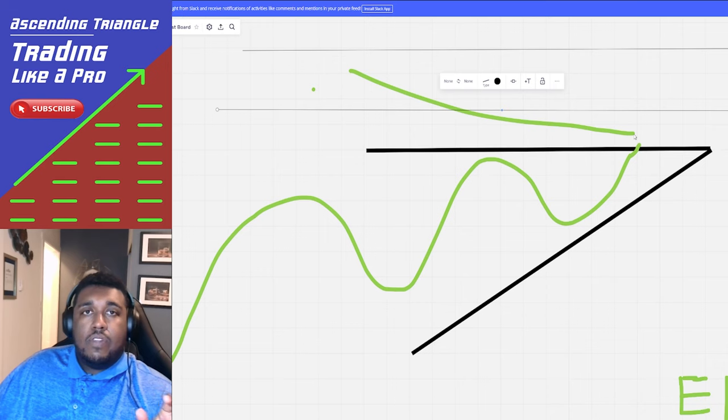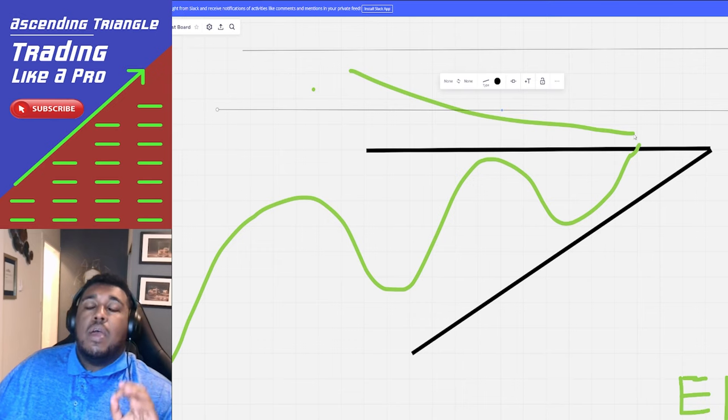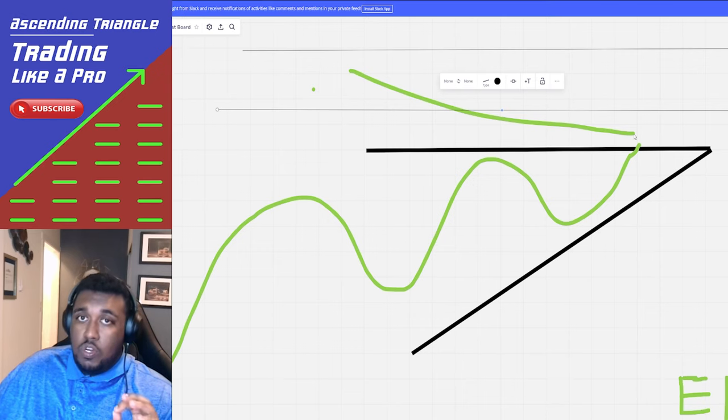It can be a flat level of resistance. It can be a Fibonacci level. It can be a moving average. It can be an Ichimoku cloud. It can be a lot of stuff. But if you don't wait for it to actually break out of that extra level of resistance, over time, you're going to lose more money than you make.